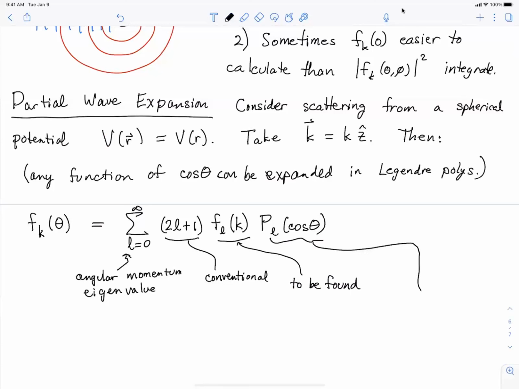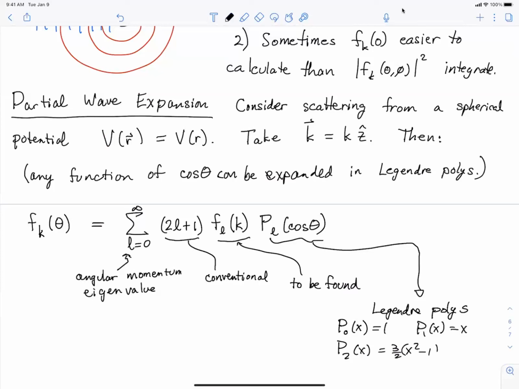I can remind you, those are our Legendre polynomials, which we learned about last semester. And you probably encounter them in electromagnetism class. And so P0 of x is 1. P1 of x is x. P2 of x is 3/2 x squared minus 1, etc. So one can just look those up.